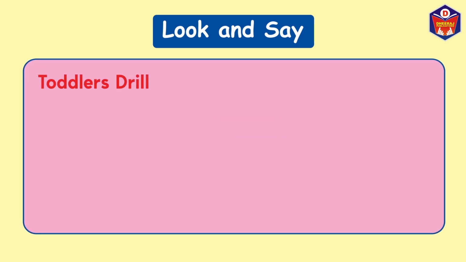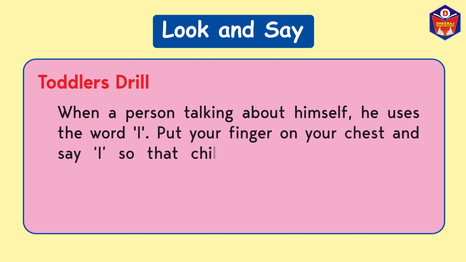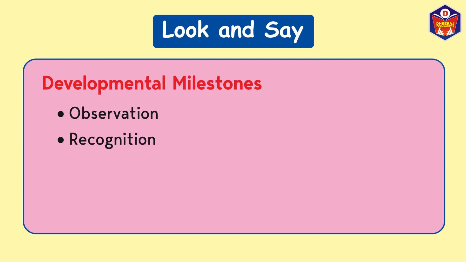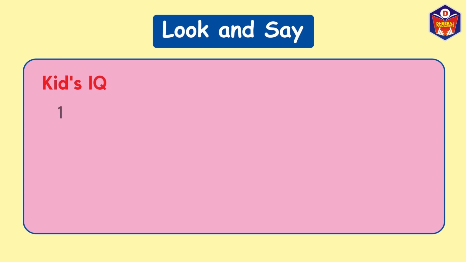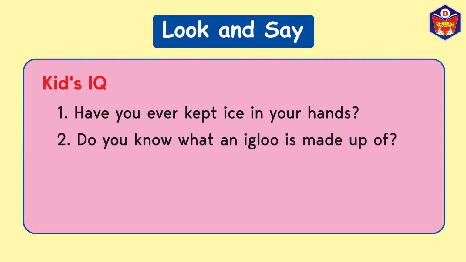Toddler's drill. When a person talks about himself, he uses the word I. Put your finger on your chest and say I so that children understand what I means. Developmental milestones: observation, recognition, motor skills. Kids IQ. Question 1. Have you ever kept ice in your hands? Question 2. Do you know what an igloo is made up of?